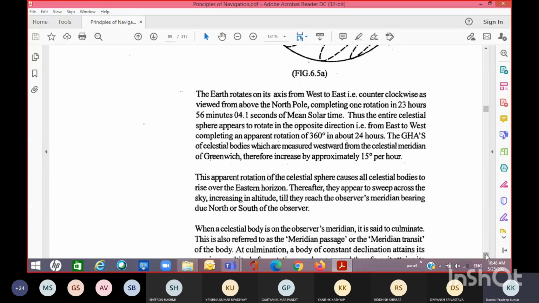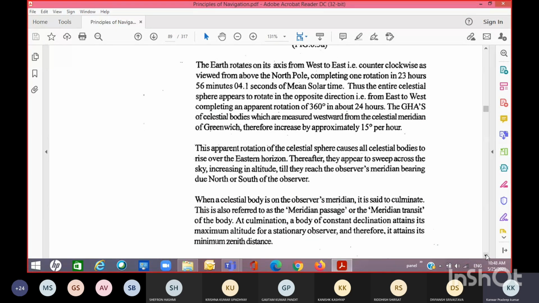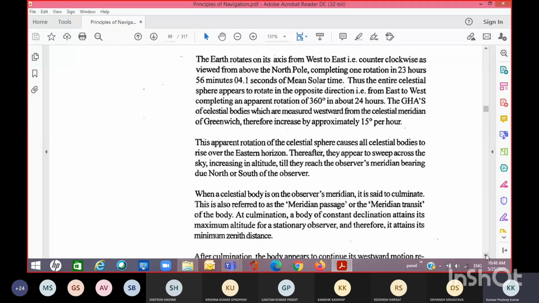Since someone spoke about time, just read this line over here. I will explain all these things later, but since we are at it, it might be of some interest to us. The Earth rotates on its axis from west to east, counterclockwise as viewed from the North Pole, completing one rotation in 23 hours 56 minutes 4.1 second of mean solar time.